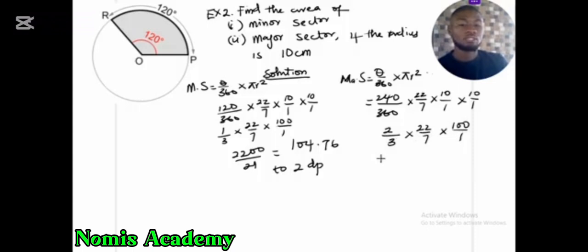So just like we did the other one, we have 2 times 22, which is 44. So this time we have 4,400 divided by 21. So our answer is 209.52 to 2 decimal places.